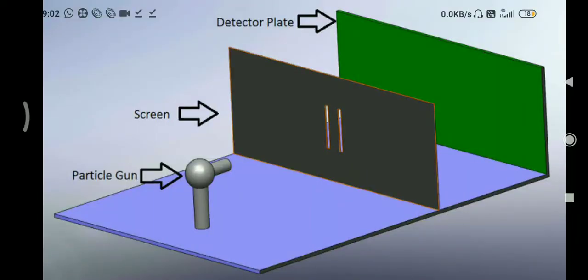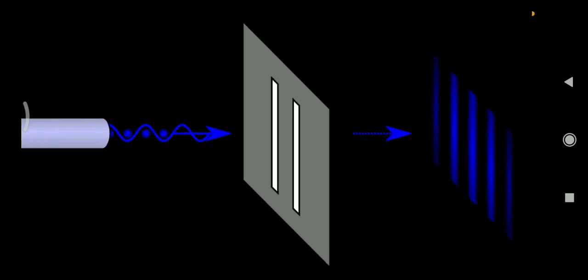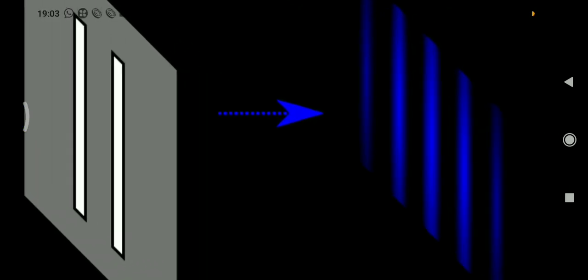Now you can see here a particle gun, a screen and a plate. If you release light from this particle gun, it flows through the double slit screen and onto the detector plate. If the electron particles go through the double slit experiment, observe here these are two slits, but it forms light as various parts like this. I think you can understand it.